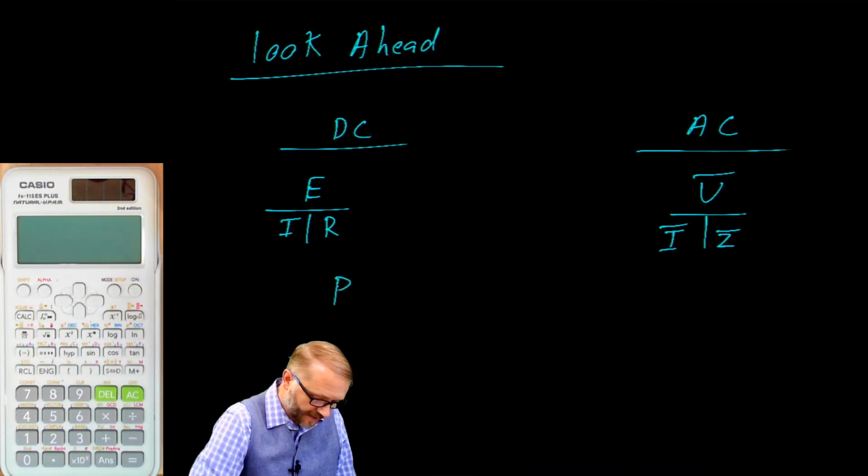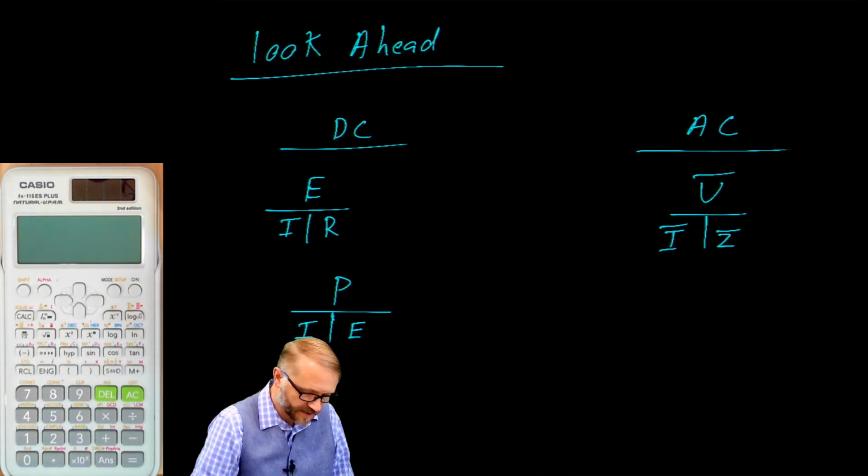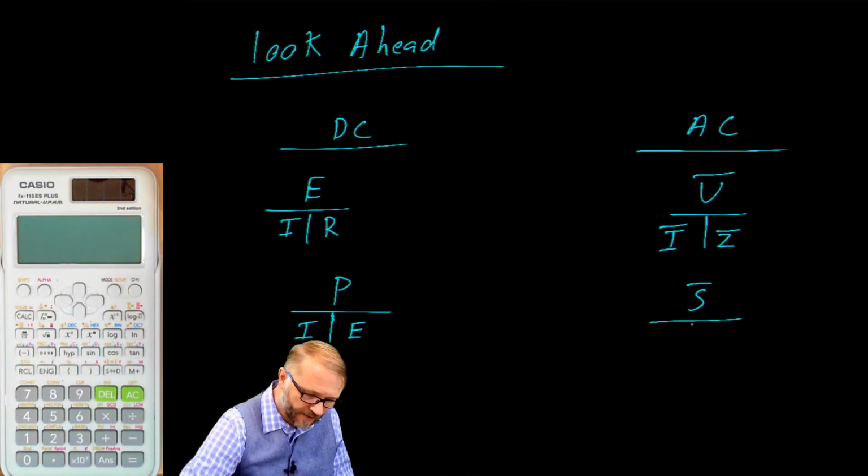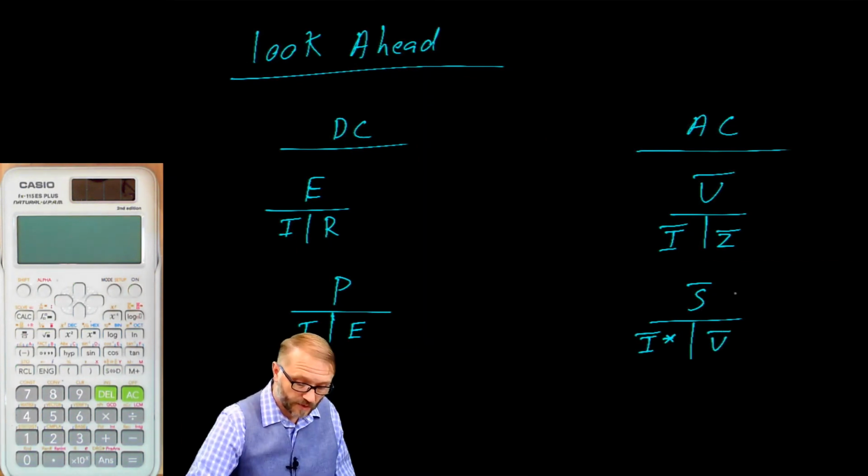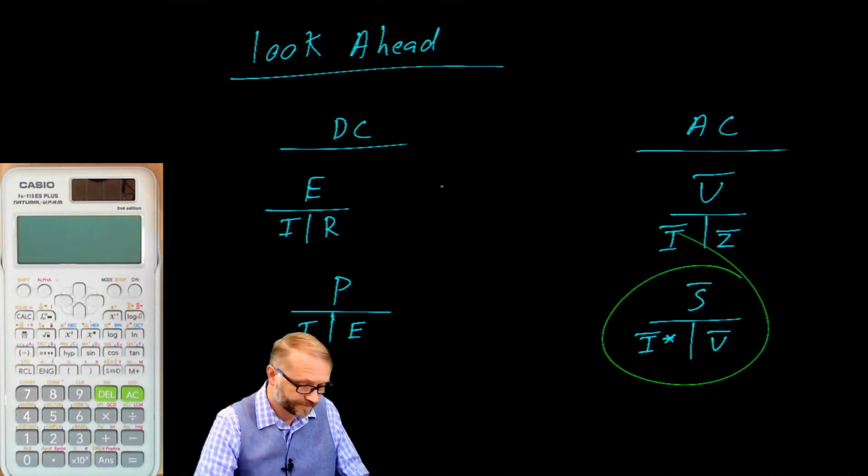In DC, we had power. We had a wheel that looks like this, the pie wheel. So power is equal to current times voltage. In the AC world, we describe complex power as the complex conjugate of the current by the voltage vector. We'll come back to this one in another lecture.